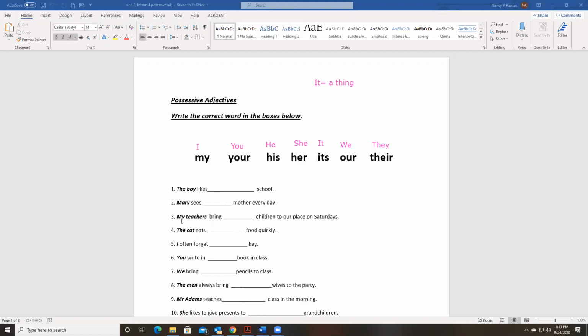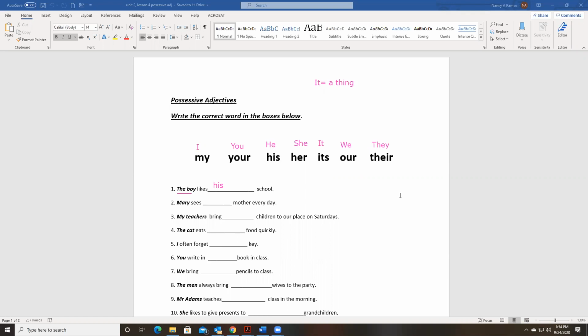Okay, so we'll do the first three together. Okay, so number one, it says the boy likes blank school. Okay, the boy, we know we're talking about he, de él, ¿verdad? Niño. Okay, our possessive adjective for he is his. The boy likes his school. Al niño le gusta su escuela. Okay, escuela de él. No es escuela mía, no es escuela tuya. Okay, es escuela de él.